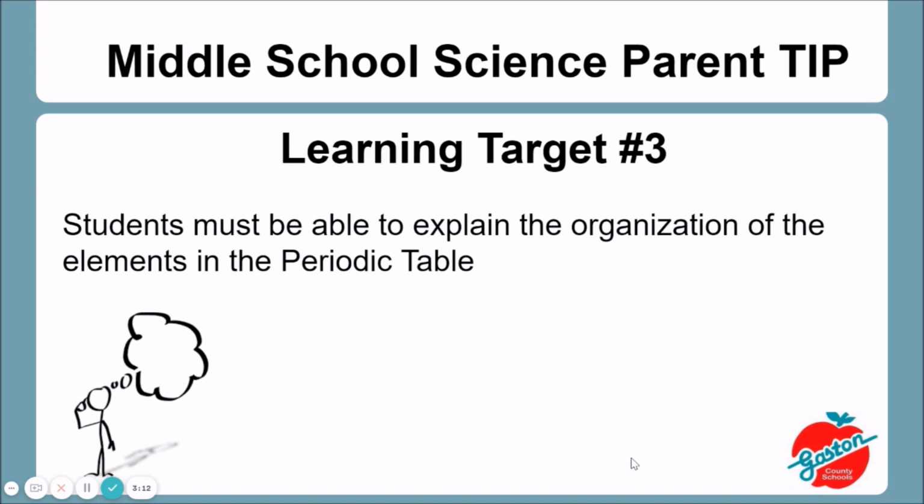Let's consider one more learning target. Students must be able to explain the organization of the elements in the periodic table. Can you identify the verb in this learning target or learning objective? What is the verb? What are you expected to do? Well, the verb in this example is explain. What does explain mean? Make something clear by giving details, facts, right? Well, in this case, your child is telling something as best as he or she can how the elements in the periodic table are arranged.